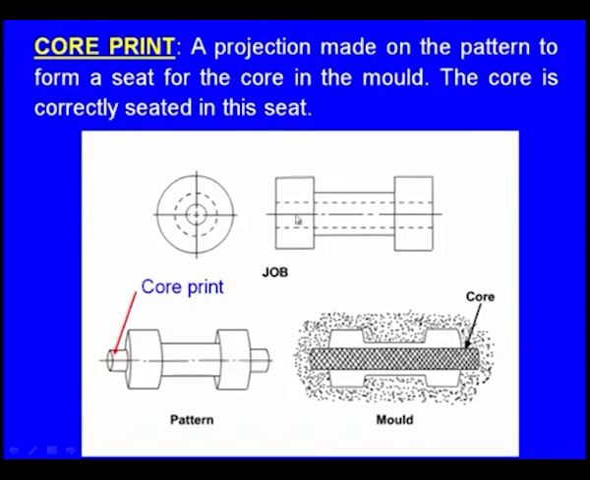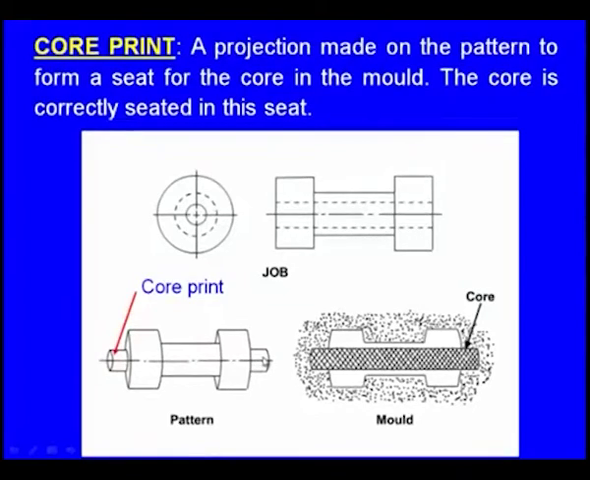You may be surprised: if this is the casting, we definitely need a pattern, but why is a projection here? Casting does not have a projection, so that may be your question. We are keeping a projection on the pattern for a purpose, because we have to place a core inside the mold. So here are the molding boxes, the drag box will be like this and the cope will be like this, and we have to place the core inside, then only we get the axial central hole.